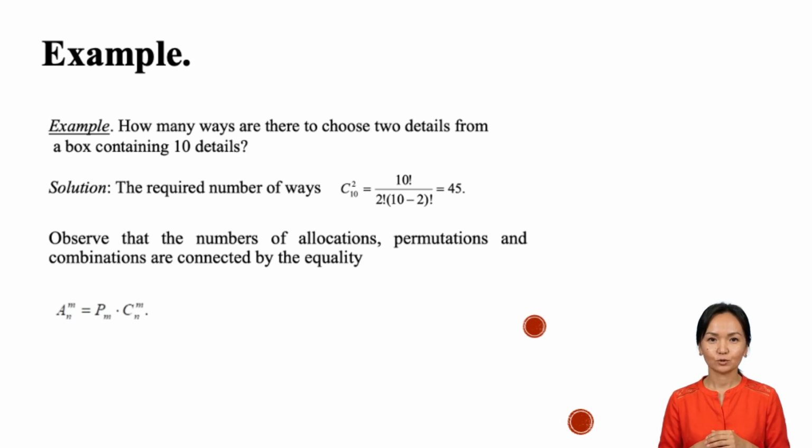That gives us 10 factorial divided by 2 factorial times 8 factorial. When we simplify, we get 10 times 9 divided by 2 times 1, which equals 45. So there are 45 different ways to choose any 2 details from the box.